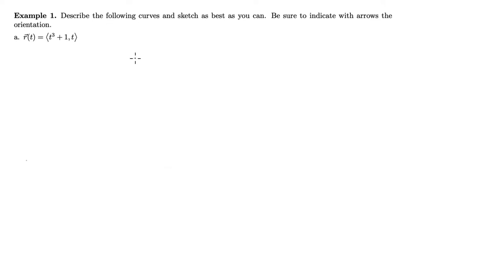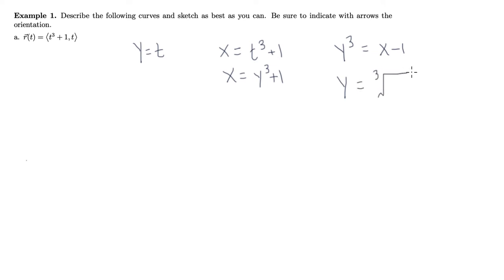Okay, so the easiest thing to do to find the curve is to try to write the Cartesian equation. So notice that y is equal to t, and x is equal to t cubed plus 1. And if we just plug in y for t, we have x is equal to y cubed plus 1. But now I can even solve for y in terms of x. So I can subtract 1 and then take a cube root. So I actually get y as a function of x.